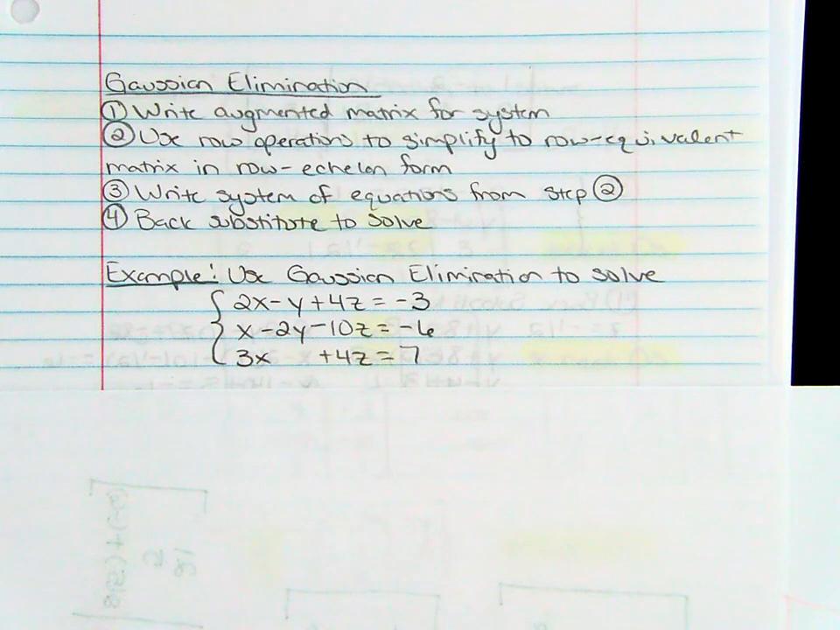So step 1 will be to write your system of equations as an augmented matrix. Step 2 will be to use those 3 different row operations that we just played around with to change our system of equations into row echelon form. And once we are in row echelon form, we will write it as a system of equations again, and we'll be able to do some back substituting to solve for our remaining variables.